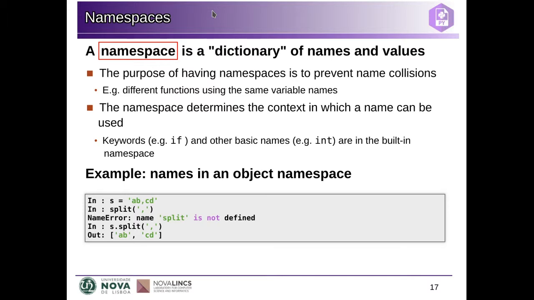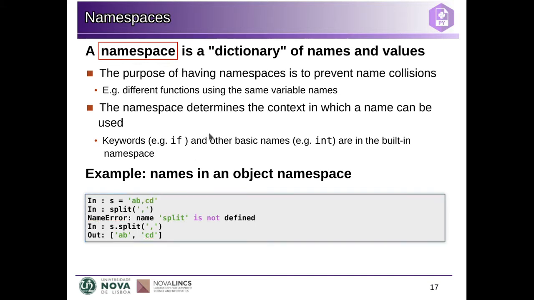So that table I showed schematically in the lecture on functions. So if we create a string s equals abcd, for example, then we have this namespace, this dictionary, where the entry s was added and where s is pointing to this string object in memory.